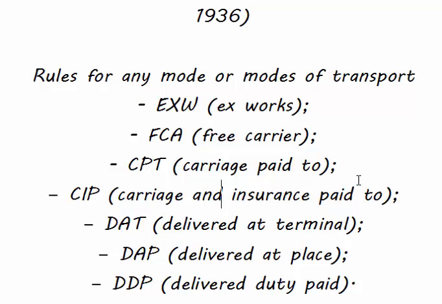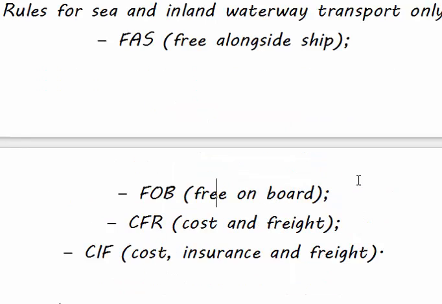There are 5 more Incoterms other than Ex Works, Free Carrier, CPT, CIP, DAT, DAP, and DDP, and those are rules for inland or sea waterway. This is when sea is the mode of transport. These rules are there. FAS is Free Alongside Ship. FOB is Free On Board. CFR is Cost and Freight, and CIF is Cost, Insurance, and Freight.